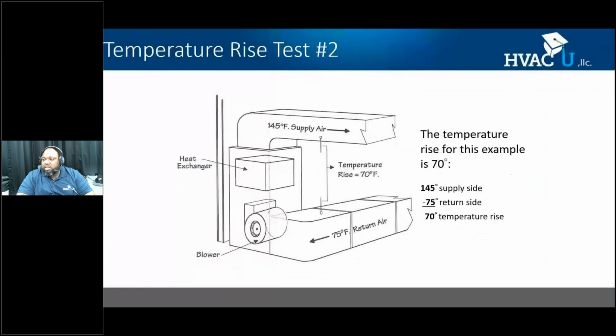Here's a visual representation of that temperature rise test. I'm taking my supply air here. Remember, for best results, get multiple temperatures inside that duct. If you can get the probe at different lengths inside the duct, that gives you a more accurate reading. Same thing for the return. Then I subtract the two, and it gives me my temperature rise. So in this case, it's 70 degrees.